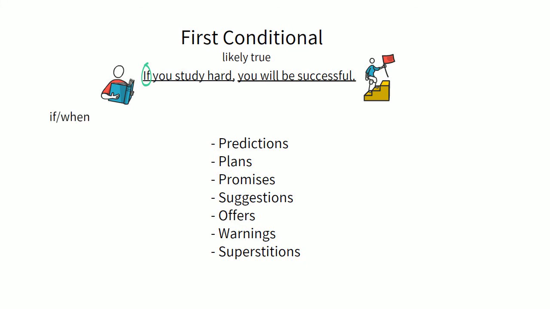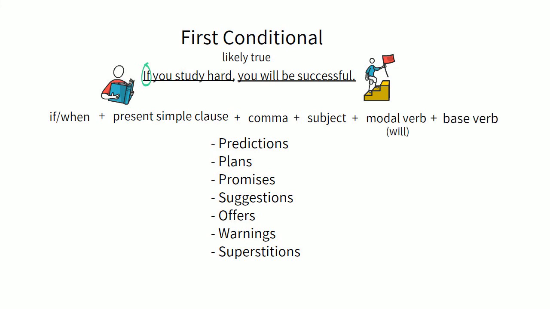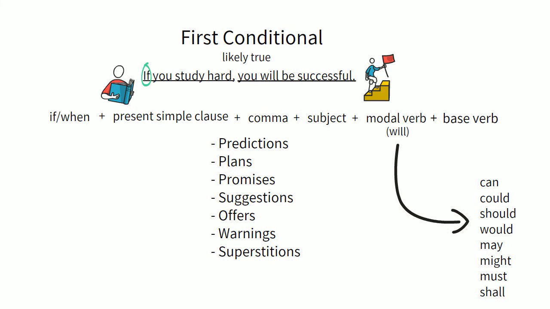First, we have if or when, then a simple present clause, a comma, the subject of the second clause, a modal verb, in this case will, and a verb in the base form. Though will is the most common modal verb for the first conditional, you might also see the modal verbs can, could, should, would, may, might, must, and shall. Let's look at some more first conditional examples.